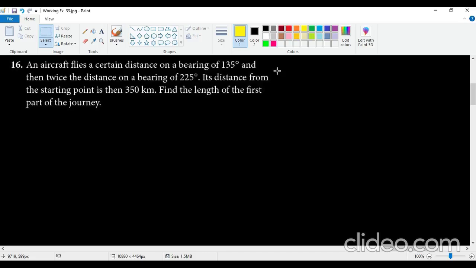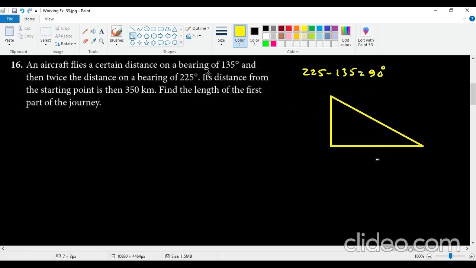For question number 16, let's see the difference between these two angles. The difference between two angles is 225 minus 135 equals 90 degrees. That means we are dealing with a right angle triangle. So something like this, I better make using this. Something like this. And we are supposed to find out the hypotenuse.